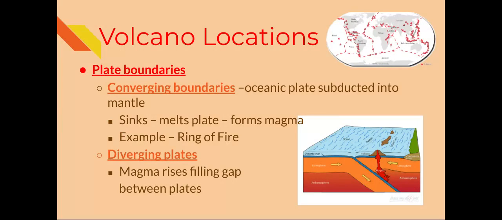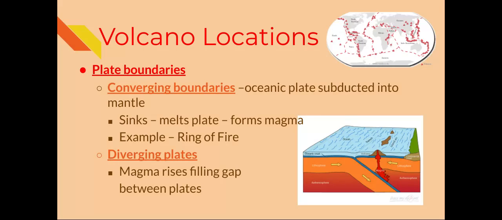Volcanic locations. Volcanoes can form at plate boundaries. Converging and diverging boundaries are going to have different ways that volcanoes form. At converging boundaries, the oceanic plate is subducted into the mantle, and this is actually going to cause it to melt, and then the magma is going to shoot up from the magma chamber. So that's one place that volcanoes can form.